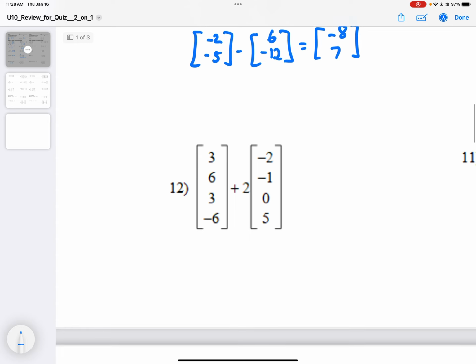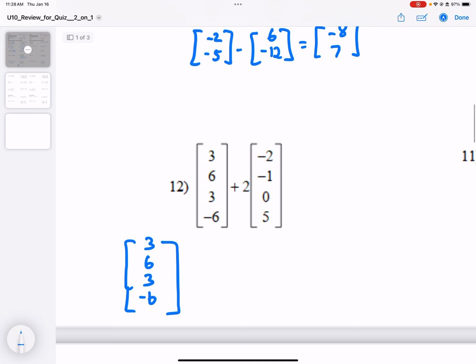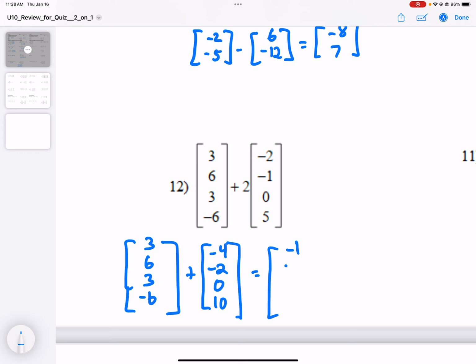Number 12. First one, we're just going to leave it alone. So that's 3, 6, 3, -6. That wasn't very well done. Now we're going to do the scalar multiplication. 2 times -2 is -4. Then -2, 0, and 10. Now we're adding them. So you add 3 plus -4, and you get -1. 6 plus -2 is 4. 3, and 4. So there's the first page.